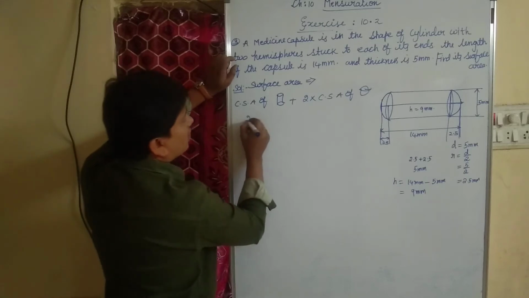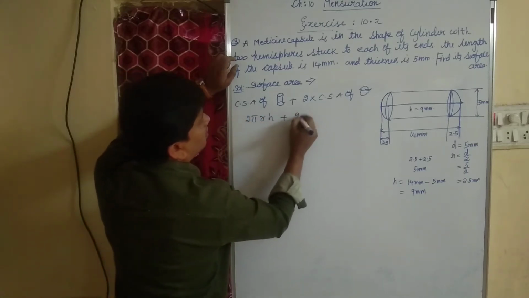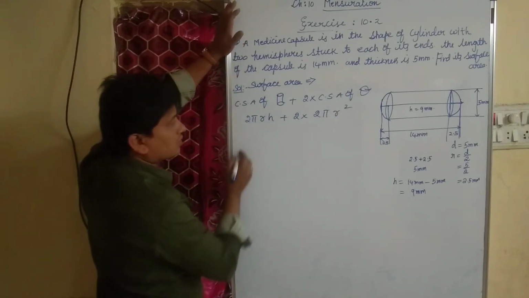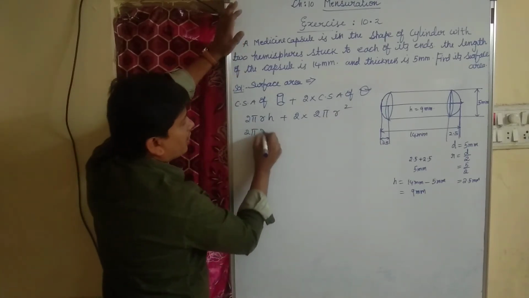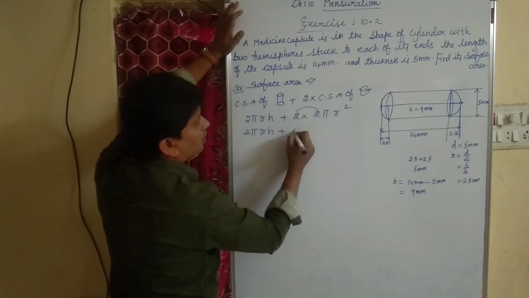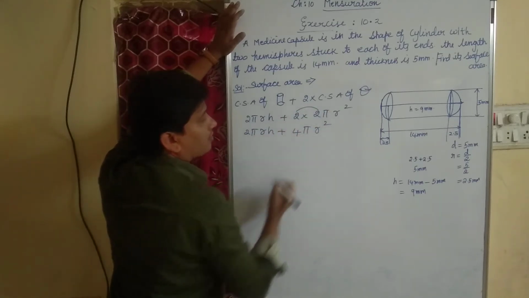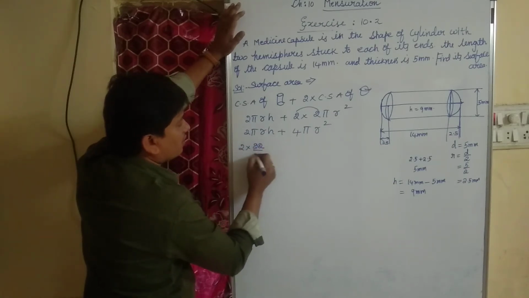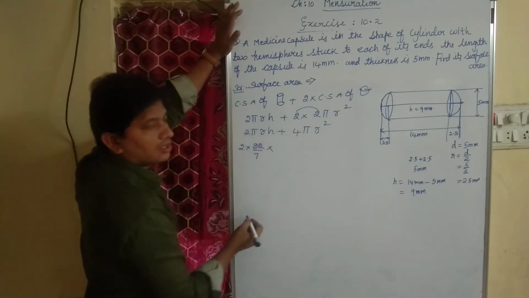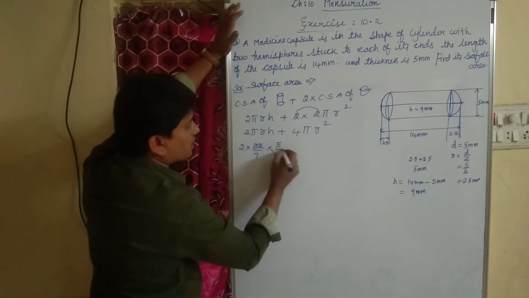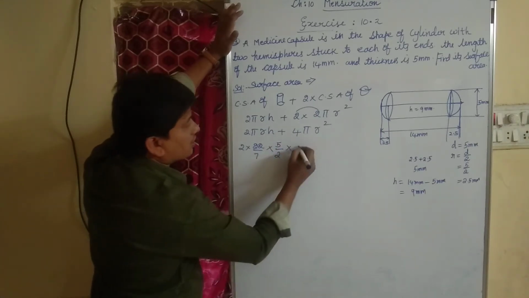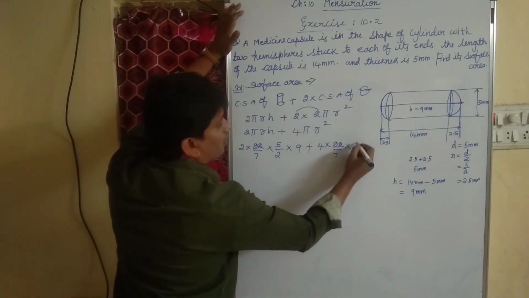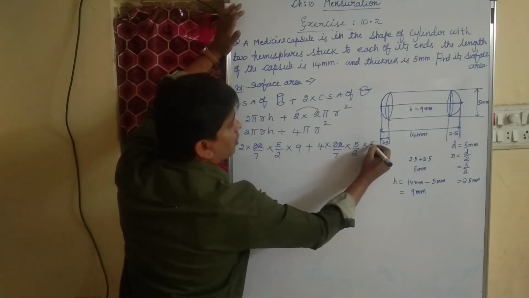So CSA of cylinder is 2 pi rh. CSA of hemisphere is 2 pi r square. So 2 pi rh plus 2 into 4 pi r square. Now 2 into pi value 22 by 7, and the radius is 5 by 2. Let me substitute 5 by 2, and height is 9, plus 4 into 22 by 7 into radius 5 by 2 into 5 by 2.